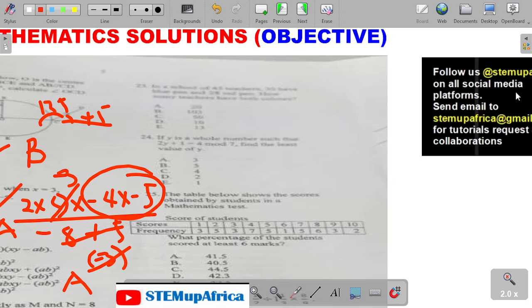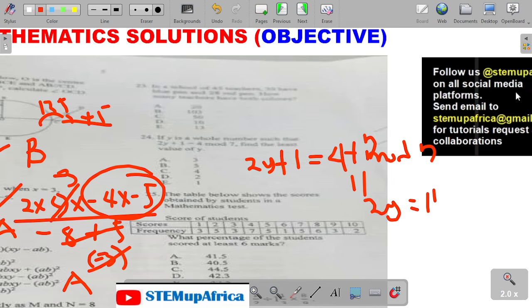Then 23 is A, you can see it clearly. 24, it said 2y plus 1 equals 4 mod 7. So if I collect like terms, let's add 7 plus 4, that will give us 11. 2y is now 11 minus 1, which is 10. So y will give us what? 5. So the answer is 5 mod 7, which is option B. That is 24. So let's check 25.